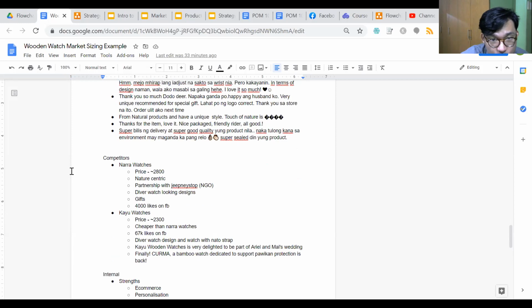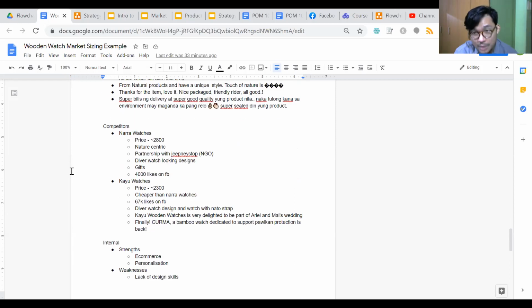Next is for the competitors. What I did was I looked at their website and their Facebook pages. So for Nara watches, they price their watches at around 2,800 pesos. In terms of their marketing, they're very nature centric, a lot of outdoors pictures and creatives. They also have a partnership with GP Stop, so they have this for the greater good positioning.